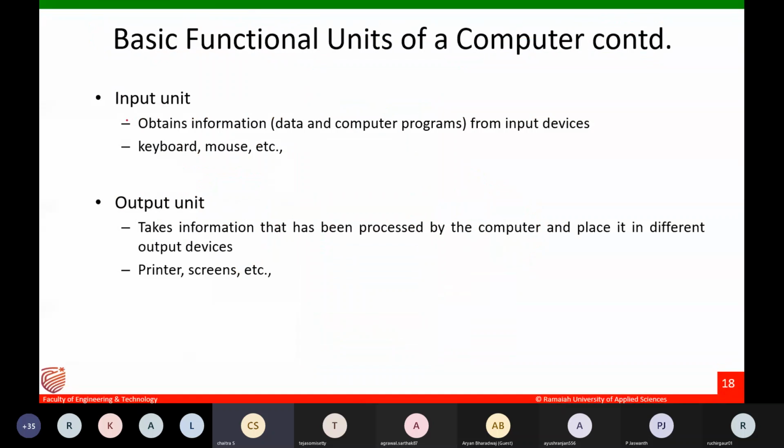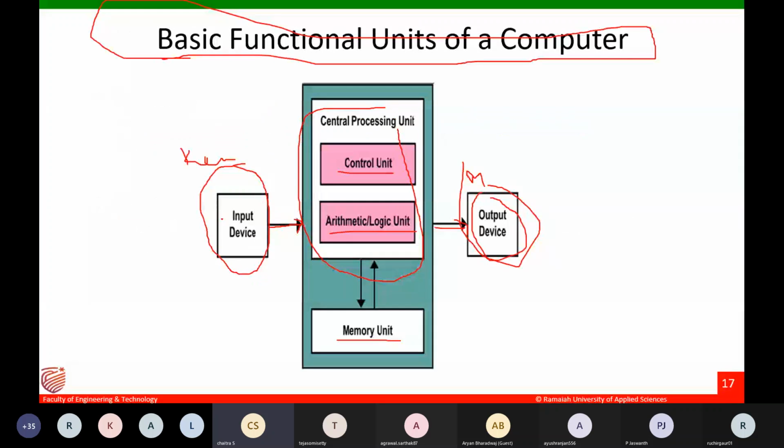So here, what is an input unit? It obtains information, either data or a computer program, whatever it is. I can directly give 2 plus 3, or I can write a program: A is equal to 2, B is equal to 2, etc. All those are your inputs from the input devices. Input devices are nothing but the keyboard and mouse. The output unit takes information that has been processed by the computer and places it in a different output medium. So whatever input is there, the CPU takes it, solves it, and puts it onto the output unit.